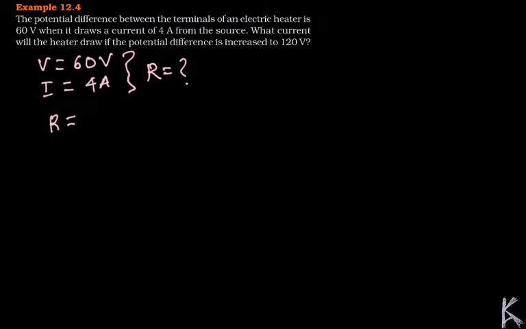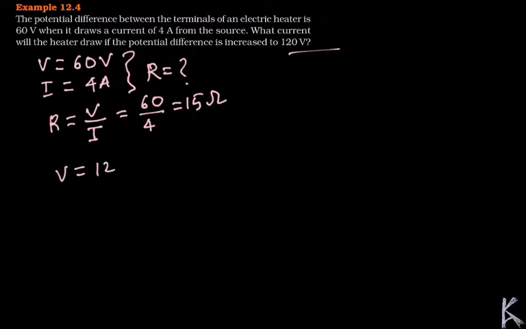For resistance, what will be the expression? V by I, and then V is 60 by 4. It will come out to be 15 ohm. Okay, 15 ohm. Now what is being asked? What current will the heater draw if the potential difference is increased to 120 volt? Here the potential difference is increased. V is equal to 120 volt.